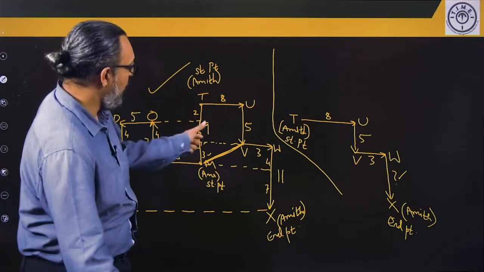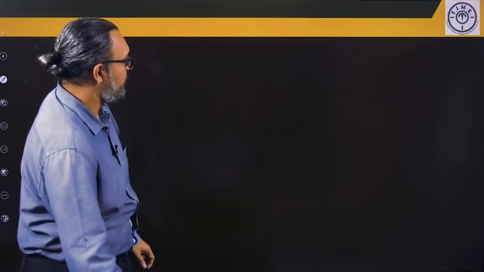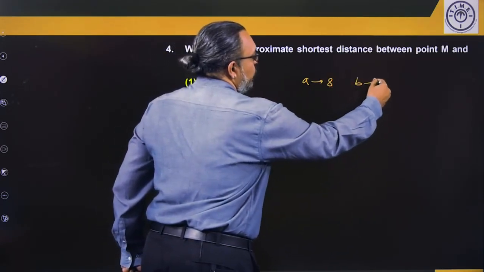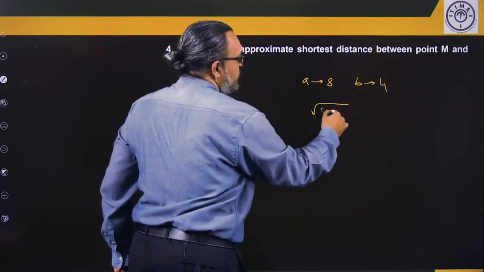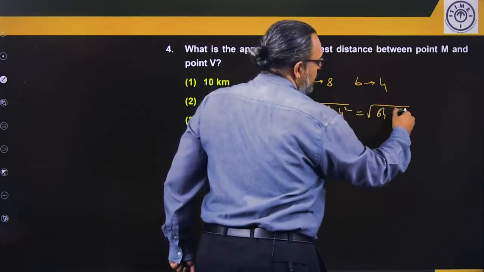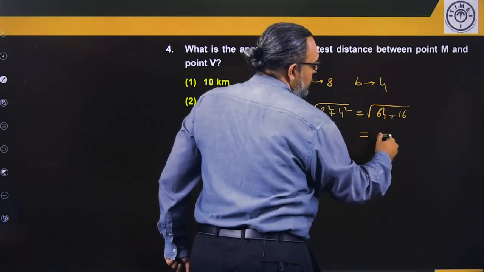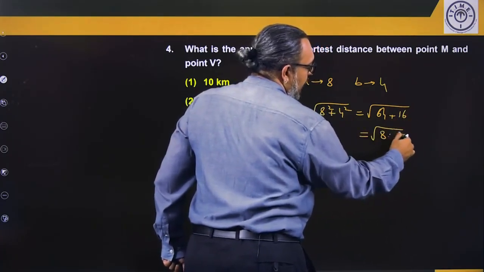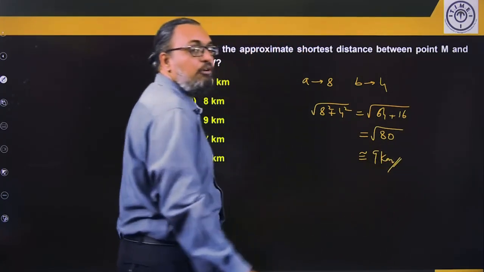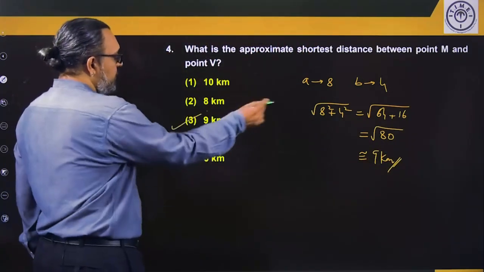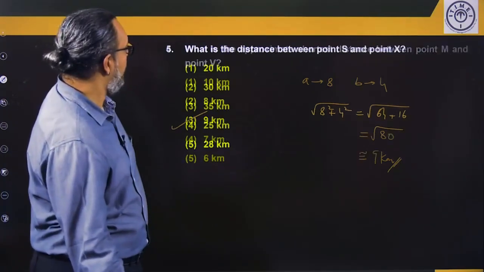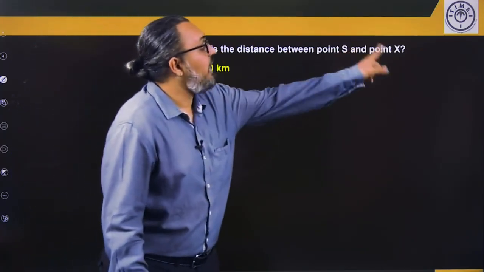So, that is what we will do. We have 4 and 8 between M and V. So, A value is 8 and B value is 4. So, it is under root 8 square plus 4 square, which is under root 64 plus 16. So, it is going to be 80, and approximately I can say 9 kilometers. Why? 9 square is 81. That is the nearest perfect square, and 9 is available in the third option. Got it? Okay.